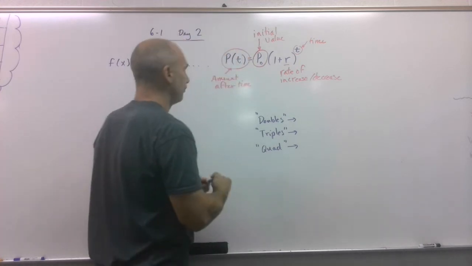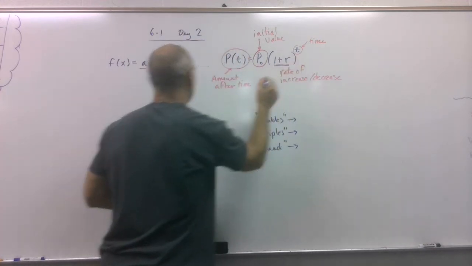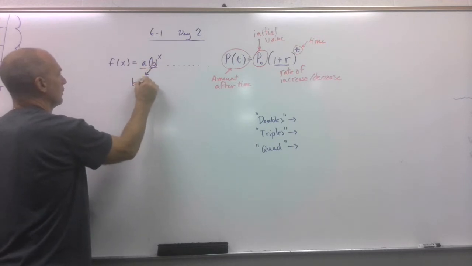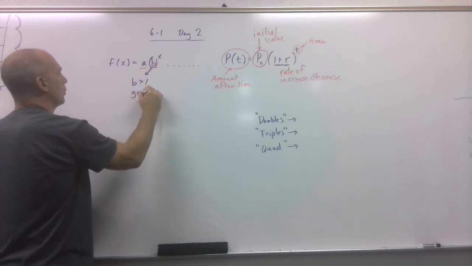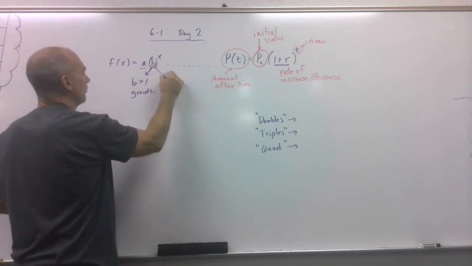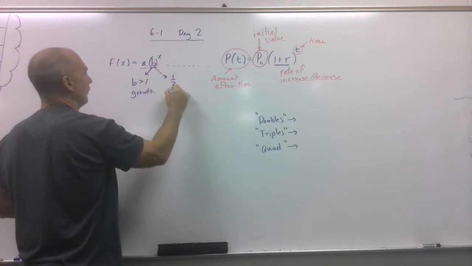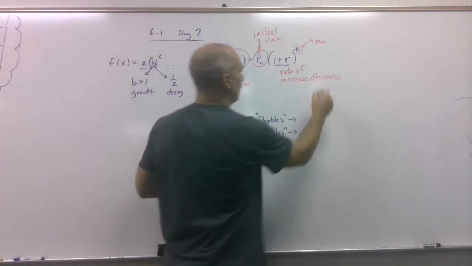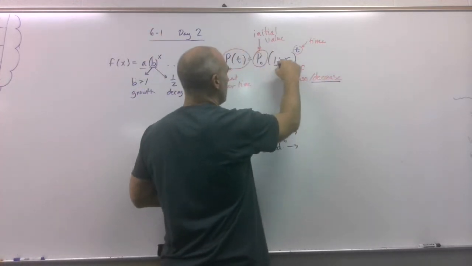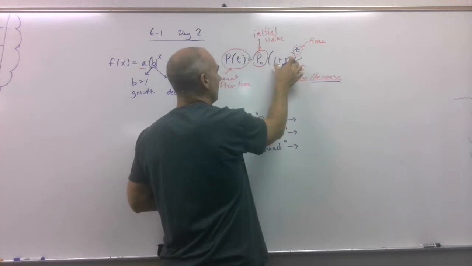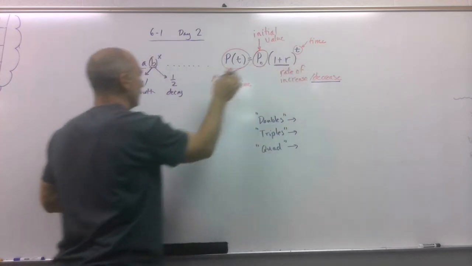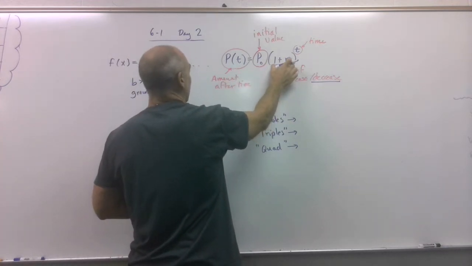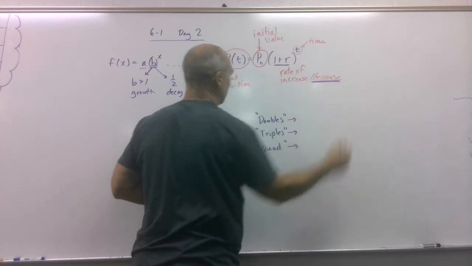Okay, couple tricks. First of all, if this number B is greater than 1, it's going to be growth. If B is a fraction, like 1/2, that's going to be decay. Keep that in mind. So if we have a decrease, it's going to be 1 minus R, and that is going to be less than 1. It's going to be a fraction. Now, it can be a decimal, like 0.98. That's less than 1, so it's going to be decreasing.